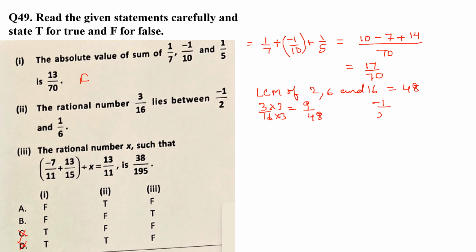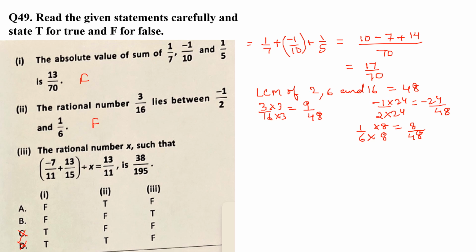So I am converting 3 by 16 into its equivalent fraction, which I got as 9 by 48. Then minus 1 by 2: in 2 I have to multiply by 24, so it will be minus 24 by 48. And 1 by 6: in 6 you have to multiply by 8, 6 eights are 48, so it will give me 8 by 48. Now I have to see whether 9 by 48 lies between minus 24 by 48 and 8 by 48. If you see on the number line, 9 by 48 does not lie between these two, isn't it? So the second one is also false.